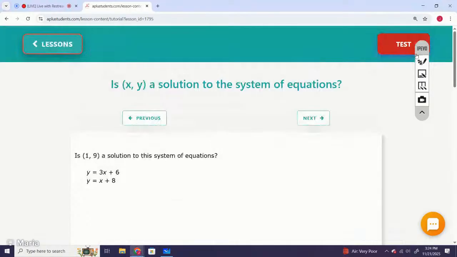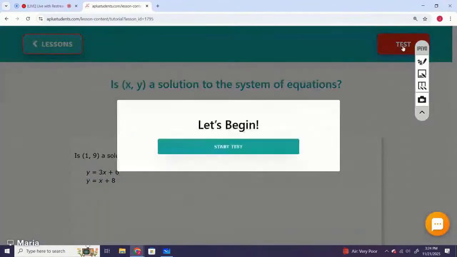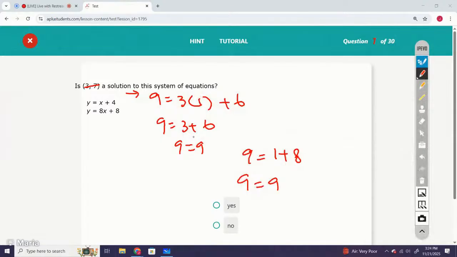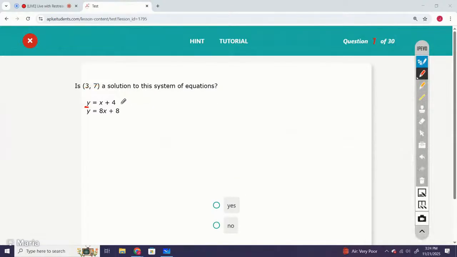Let's start with the test questions. Is (3, 7) a solution to the system of equations? So the ordered pair is (3, 7). x is 3, y is 7. Start with the first equation: y equals x plus 4. y is 7, 3 plus 4, so 7 is equal to 7. So the point satisfies the first equation, right?